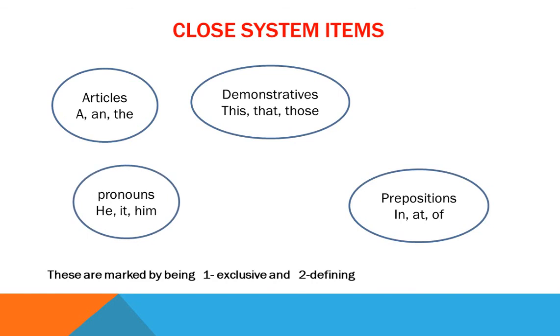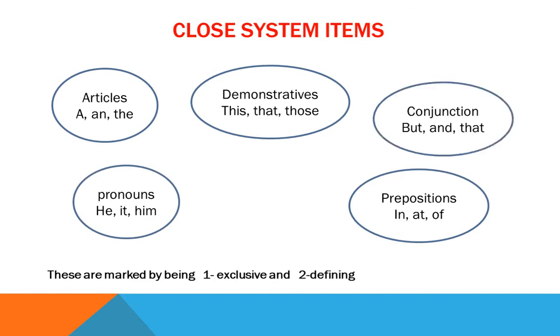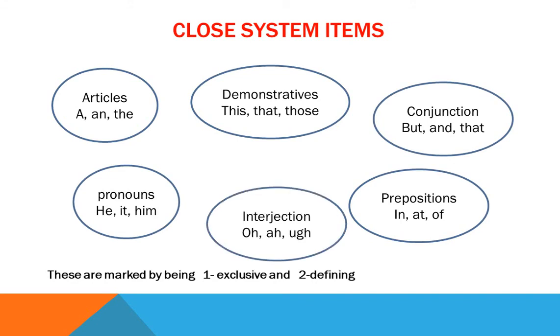And also we have pronouns like he or it or him. We have conjunctions, and these are used to link sentences like but, and, that. We also have interjections, and these are used with exclamation or surprise like oh, and wow.